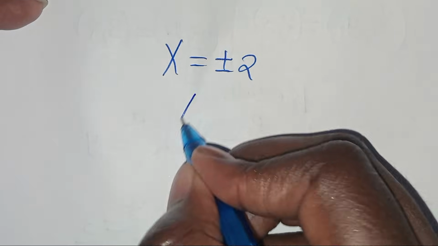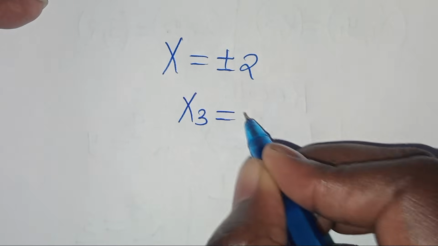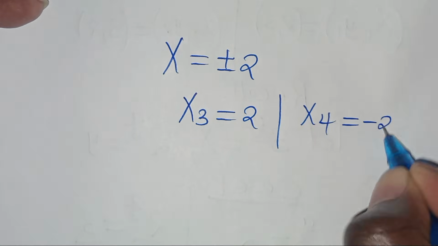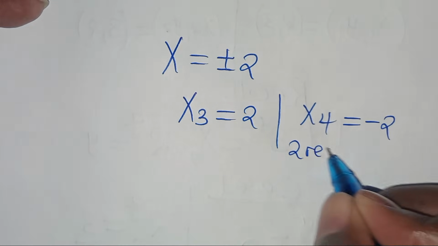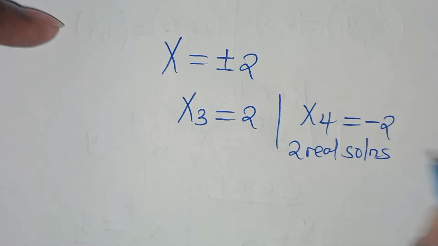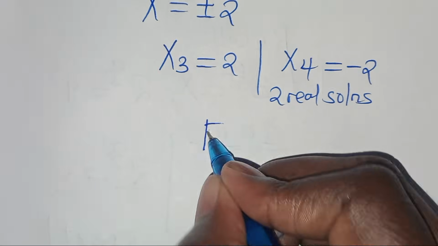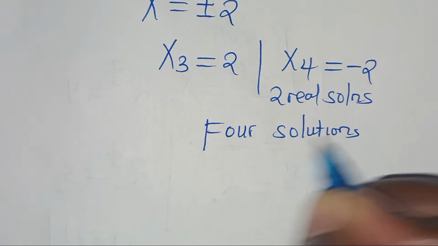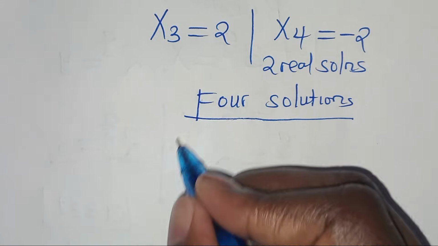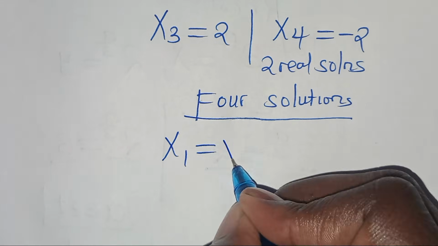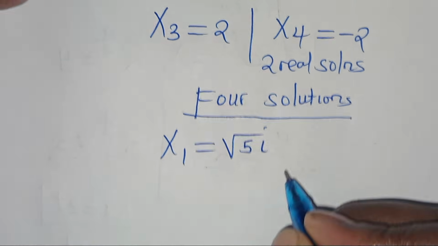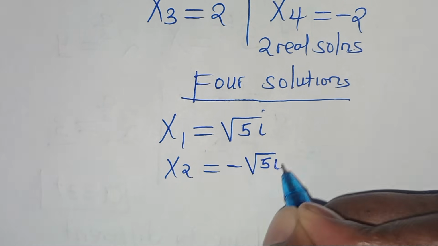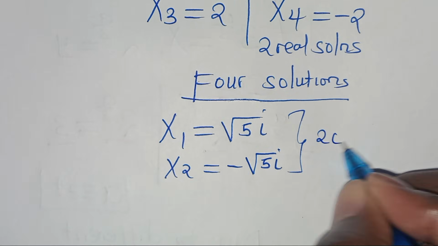And this implies that x3 is equal to 2, and x4 is equal to minus 2. These are two real solutions. So this means that we have 4 solutions to this algebra problem. We have x1 equal to square root of 5 i, x2 equal to minus square root of 5 i. These are two complex solutions.